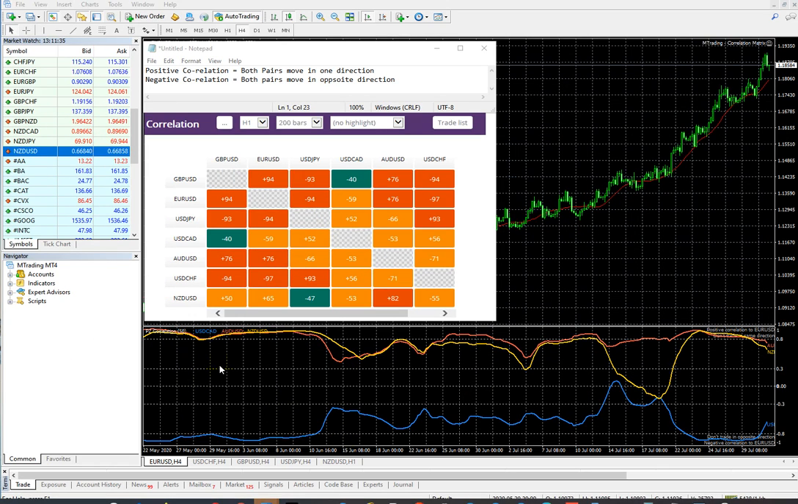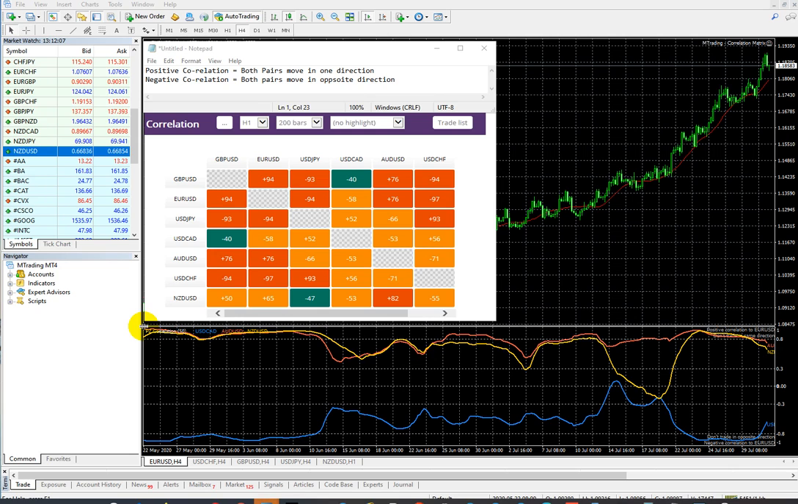Let's see this by example. As you can see, AUD/USD is in orange and NZD/USD is in yellow. You can check that they are moving in almost the same direction. At every step their moving direction is the same. It changed a little bit here, but the majority of the time both are moving in the same direction. So this data proves that AUD/USD and NZD/USD have a positive correlation.